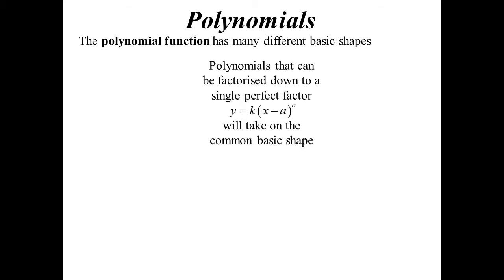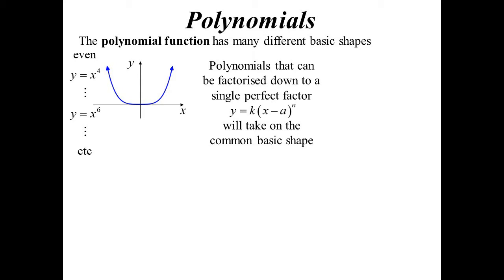So polynomials, look, there's lots of different shapes as the powers start going higher that they can take. But anything that can be factorised down to a perfect whatever the power is. Okay, so that's the one that I'm interested in at the moment. We'll take on, well, if it's an even power, it'll have a U shape. Just like the parabola is to the power of 2, it has a U shape. Now, only the power of 2 is a parabola. The others are U shaped, but they're not parabolas.